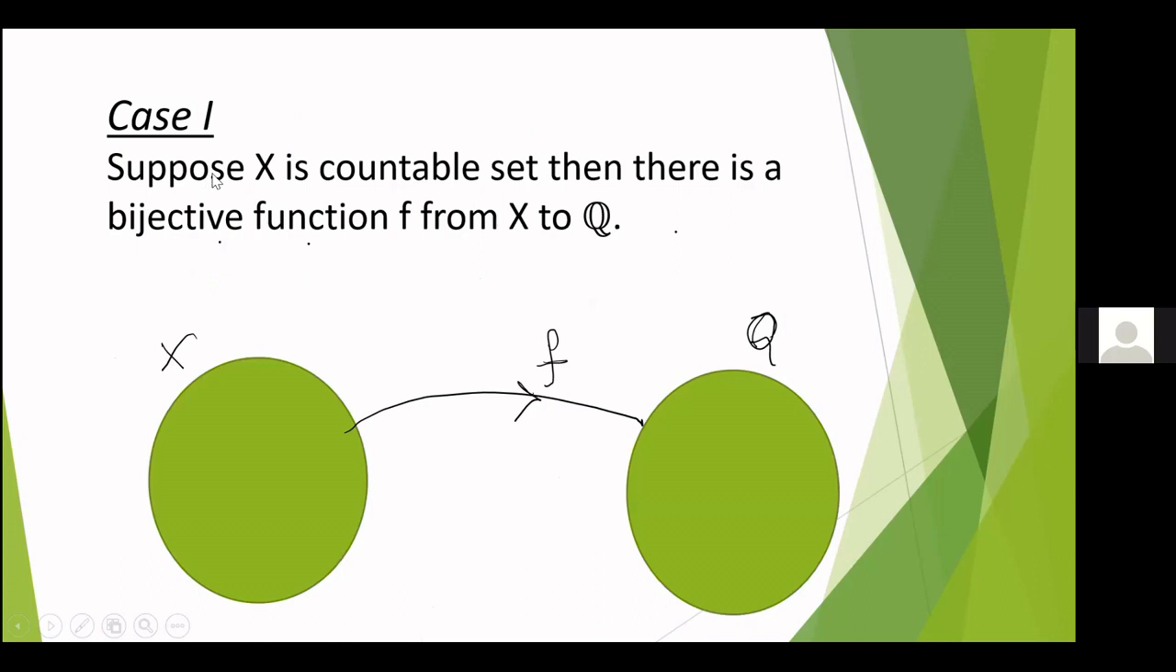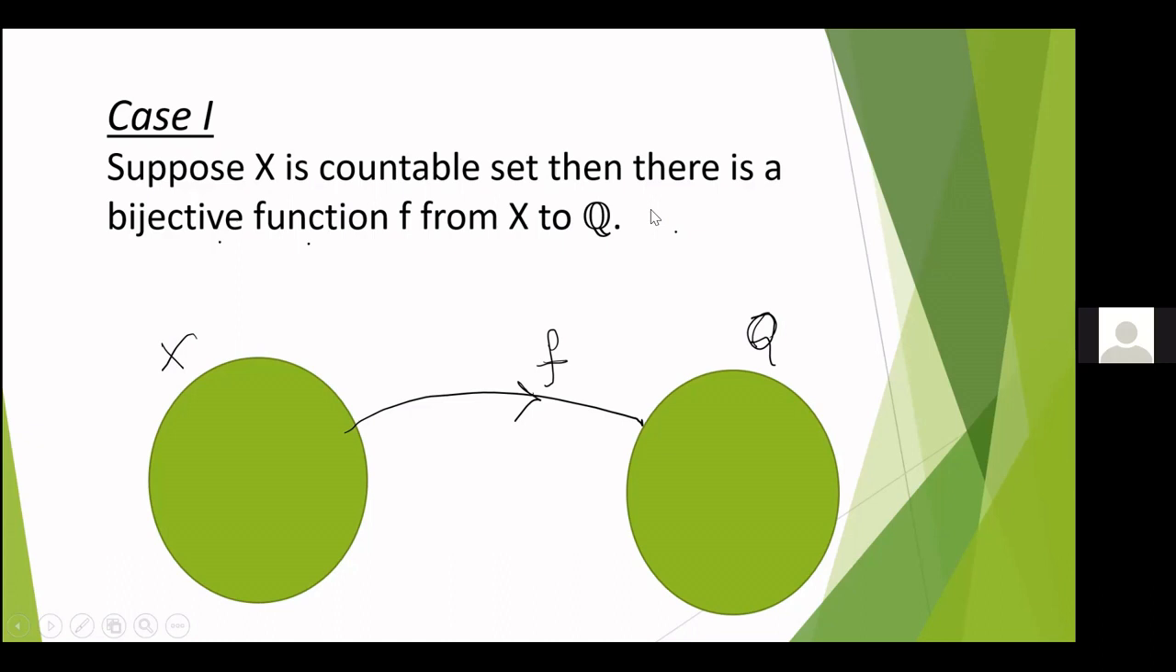First, I consider X as a countable set. Now, what is a countable set? If X is a countable set, then there will be a bijection from the set of all natural numbers. So a set is said to be countable if it has a bijection from the set of all natural numbers.